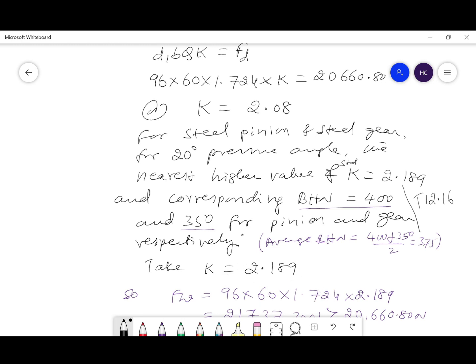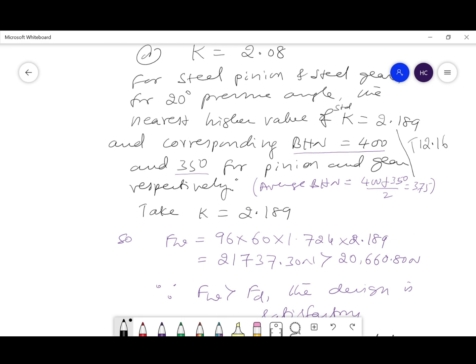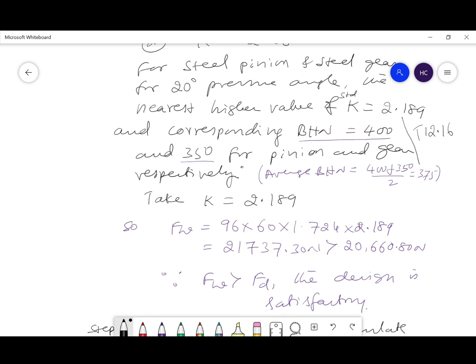Now substituting this K value in equation for FW, that's the wear load, we get wear load FW is equal to 21,737.30 Newton, which is greater than FD, the dynamic load, 20,660.8 Newton. Therefore, since FW is greater than FD, the design is satisfactory.